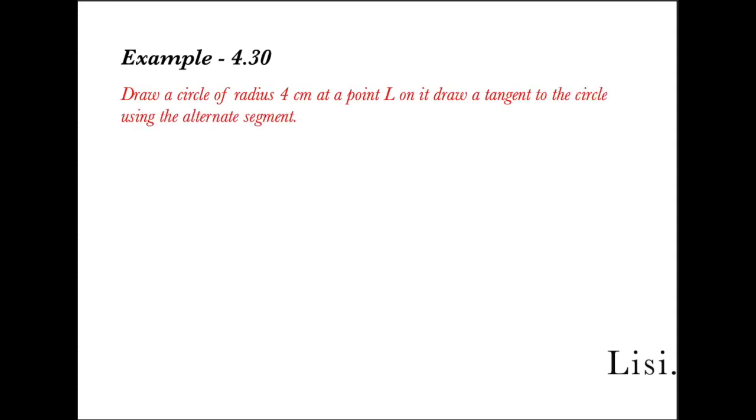Take example 4.30. Draw a circle of radius 4 cm. At a point L on it, draw a tangent to the circle using the alternate segment. Now what is given? Radius 4 centimeter is given. And what is your L? L is the point of contact of the tangent to the circle. Now draw the rough diagram.